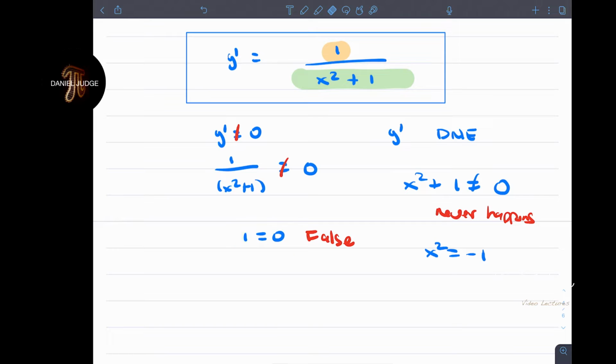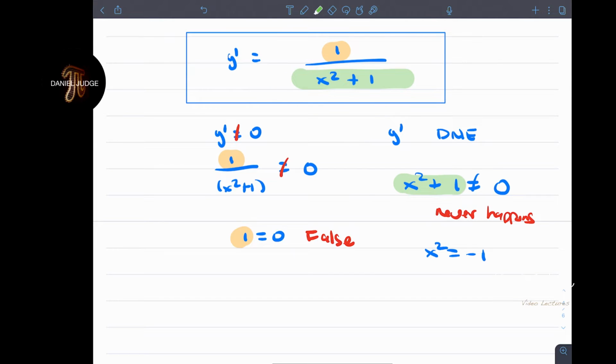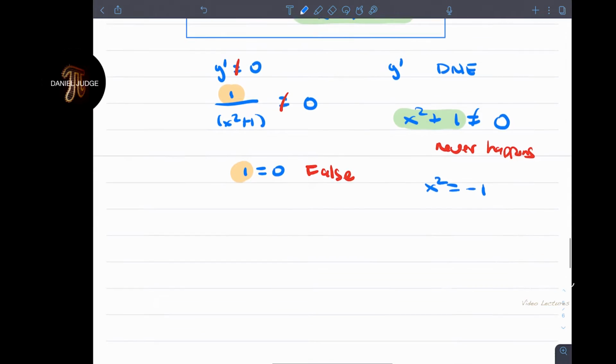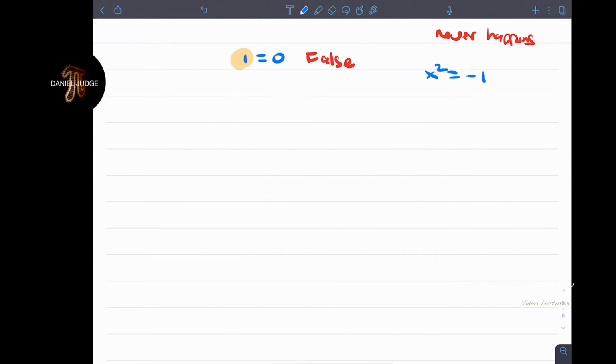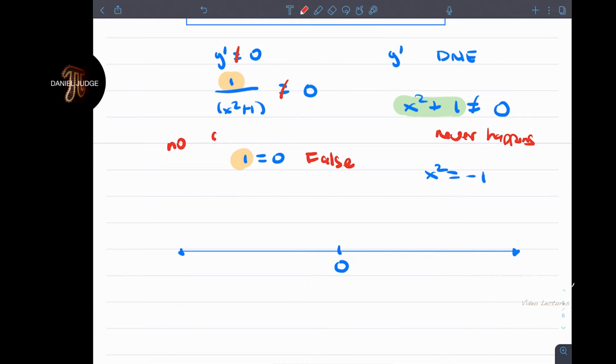And I'm looking at the colors here, and my colors don't match, so I'll make sure they do. This is essentially attempting to do sign analysis. Now, as you can see here, there are no critical values for this derivative. So we have no critical values.